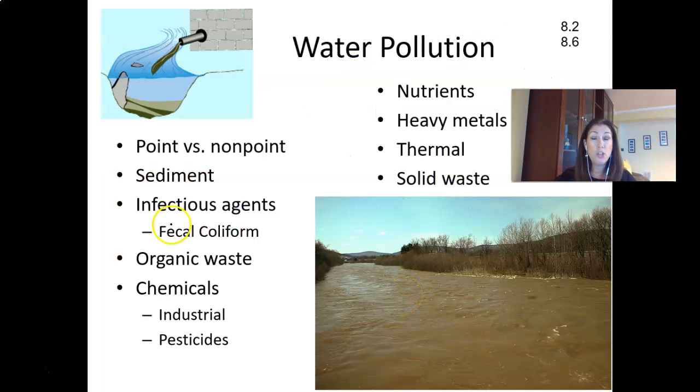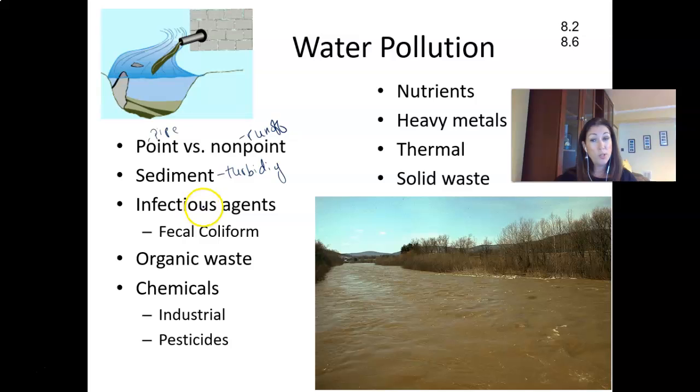Now, water pollution in general, just some general characteristics. Remember, it can be point or non-point. So again, here's a good example of a point source because of that pipe. And non-point tends to be runoff. Now, sediment is one of our biggest non-point sources of pollution, and this leads to that turbidity in our water. And you can see that in the picture down below. This is our Potomac River that is filled with sediment. That's one of the highest pollutants in our Potomac River.